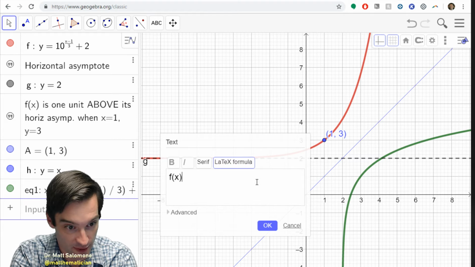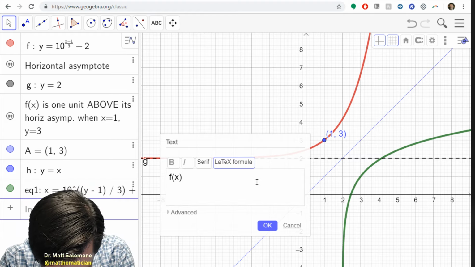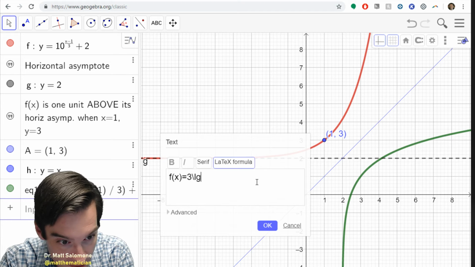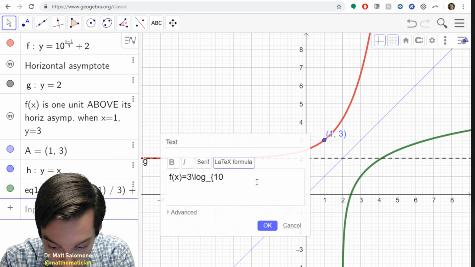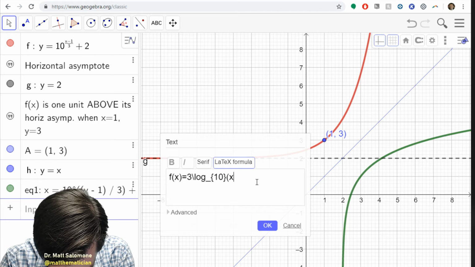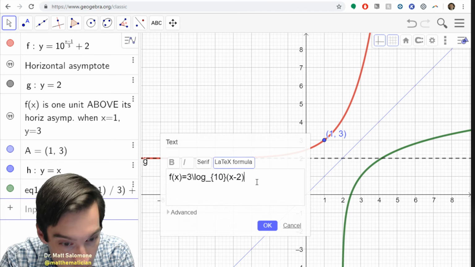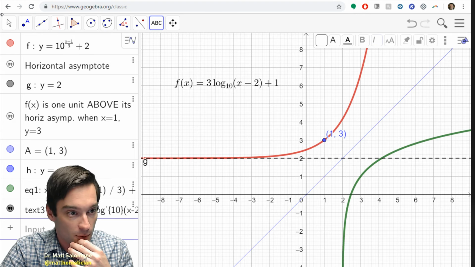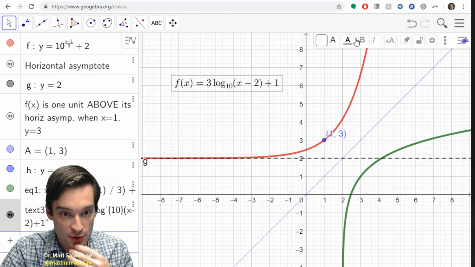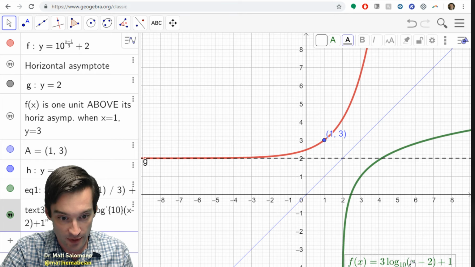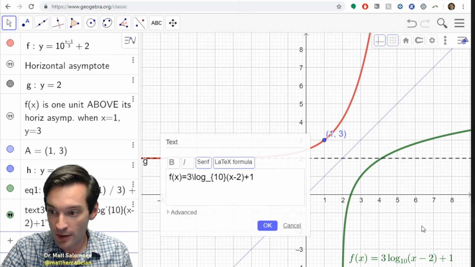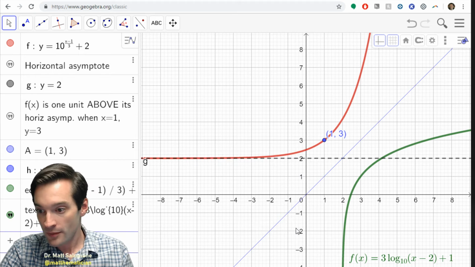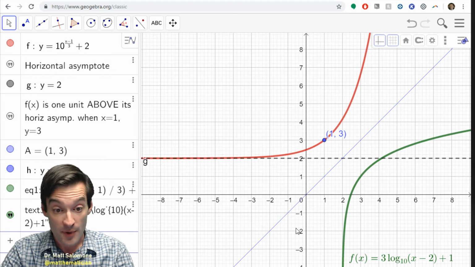Just make sure to get this on the graph here. f of x equals 3 times the base 10 log of x, what was it, x minus 2, and then plus 1. So that was the equation of the graph that we were really trying to get in this problem. Let me pull it over here so that it's labeling the graph that we really care about. Cool. So there is the graph that we wanted in this problem.